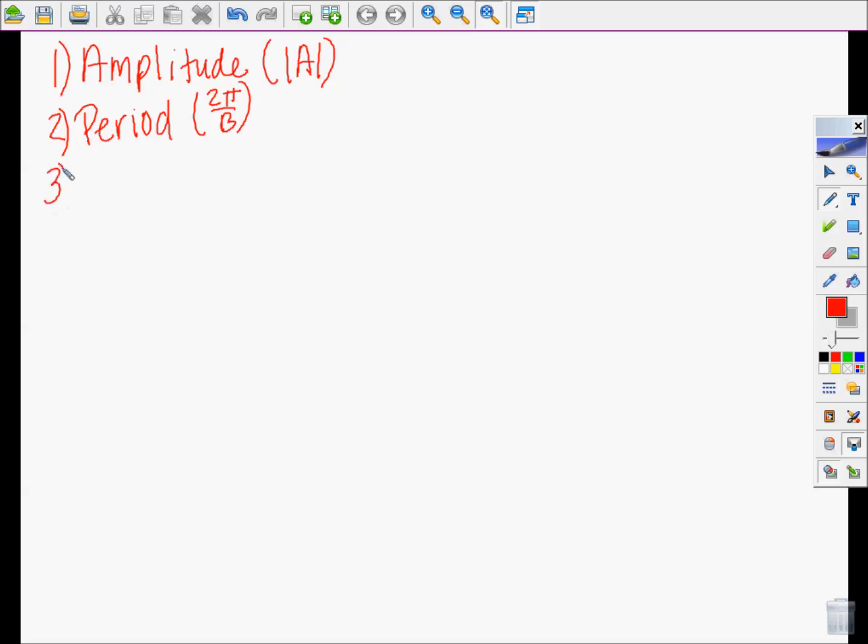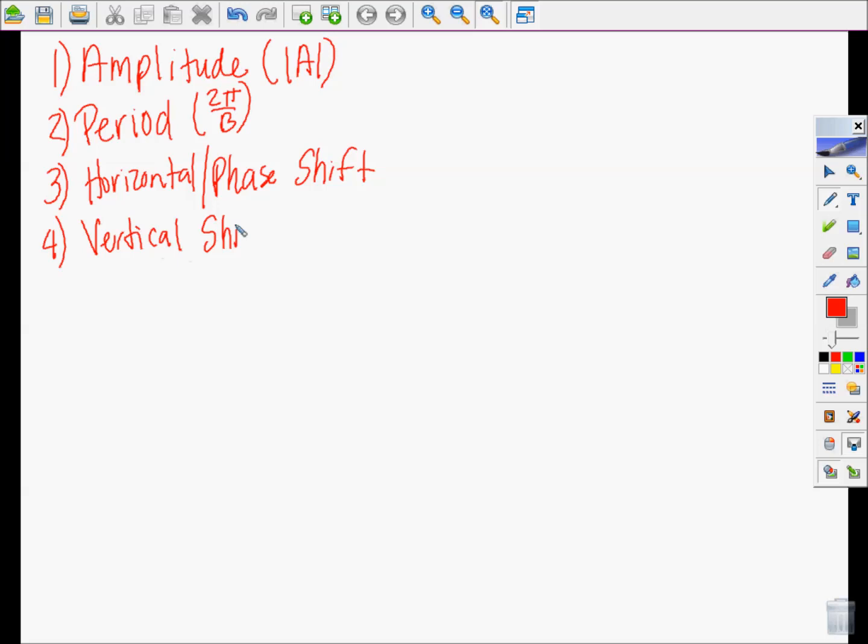Third, you need to know what a horizontal shift is. Sometimes it's going to be called a phase shift. So if it says phase on your test, know that it means horizontal. Fourth, you need to know what vertical shift is. So when we're talking about this, this would be my H, and this would be my K.